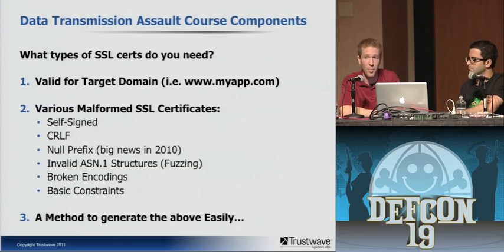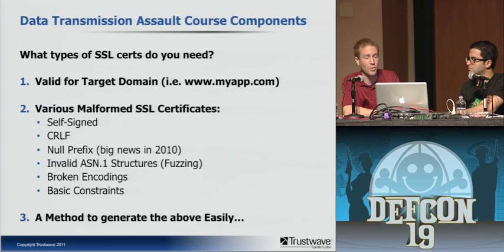Self-sign, which is a common one that many people deal with. CRLF, which is a carriage return line feed. That's actually something that in the past various libraries have had trouble with. You feed a carriage return line feed inside the domain or wrapping domains, and sometimes it will parse before or after the CRLF. Sometimes it'll just break and return true. Now, it shouldn't be true now, but that doesn't mean it isn't. Then the null prefix, which of course was one of Moxie's big ones recently, which we discussed earlier.